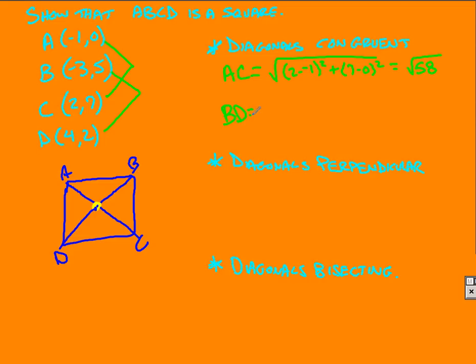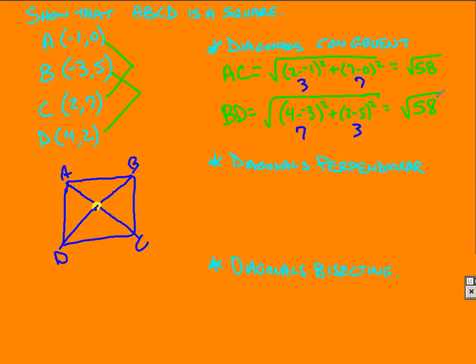I want to do the same thing for BD, and I should get the same numbers as a result. Subtract my x's, 4 minus negative 3 squared, plus 2 minus 5 squared. When I do that, notice the numbers I got before. I had 3 and 7. Notice what I'll get here, 7 and 3. So when I square them, I should get the exact same thing of 58 as my answer.